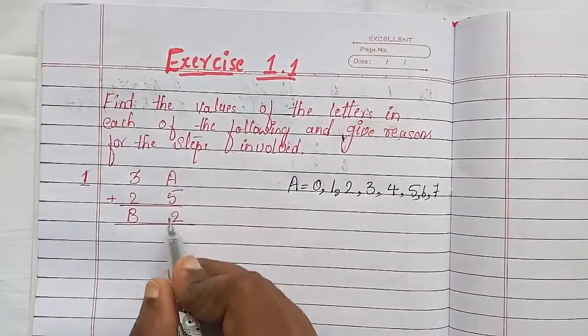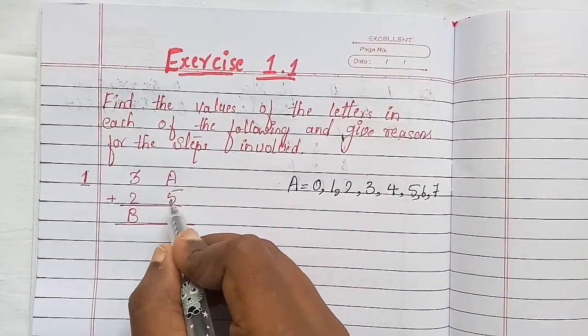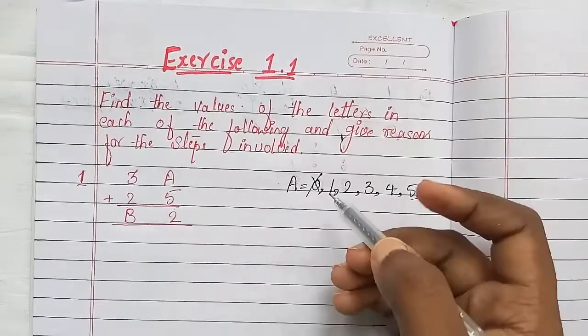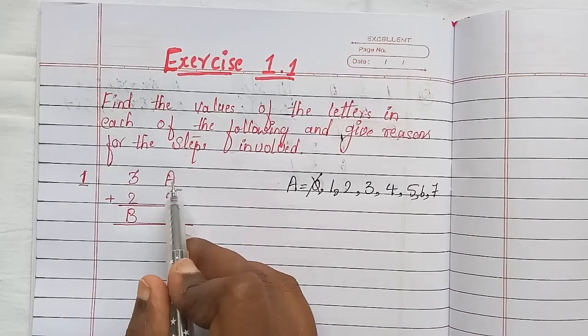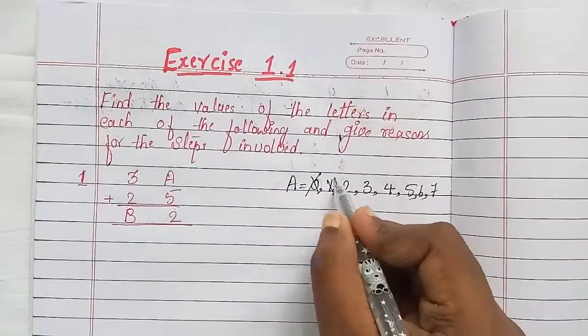See, I will put the value of a equal to 0. 5 plus 0 is 5. There is no 5. This is wrong. I will take the value of a as 1. 5 plus 1 is 6. There is no 6. It's also invalid.